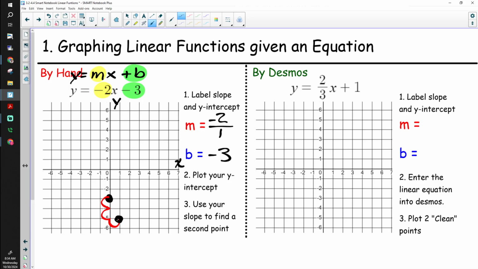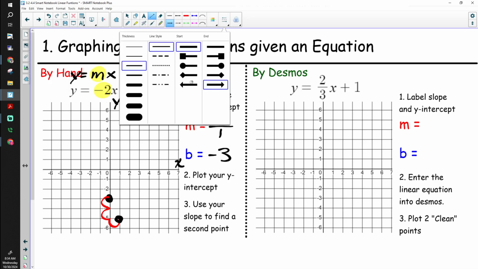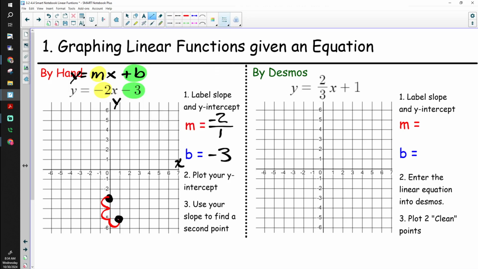How's that? Good? We have 2 points, which means now I can draw a line that goes through the 2 points. Now, I'm lucky, I get to use this to make my straight line. But here's my line that goes through those 2 points. It's the only line you can draw through those 2 points. And we're done. We labeled m and b, we plotted the y-intercept, and we used our slope to find the next point using rise over run. And we're done.